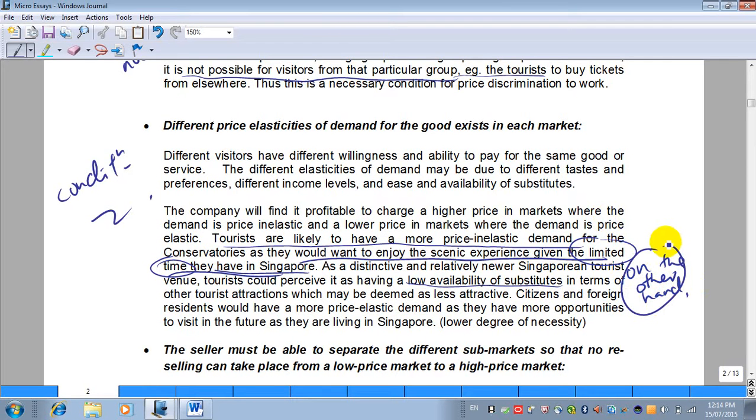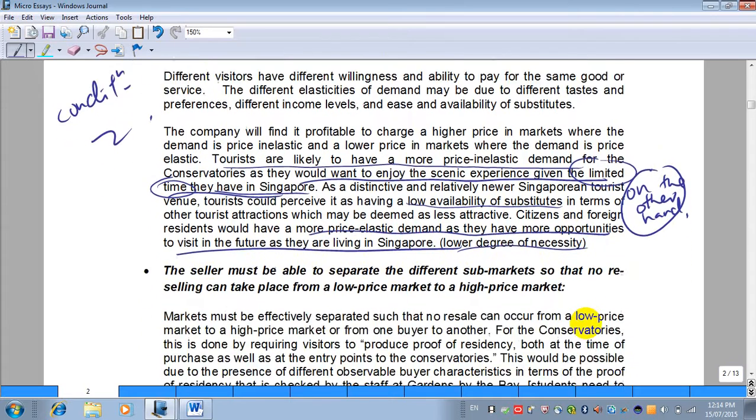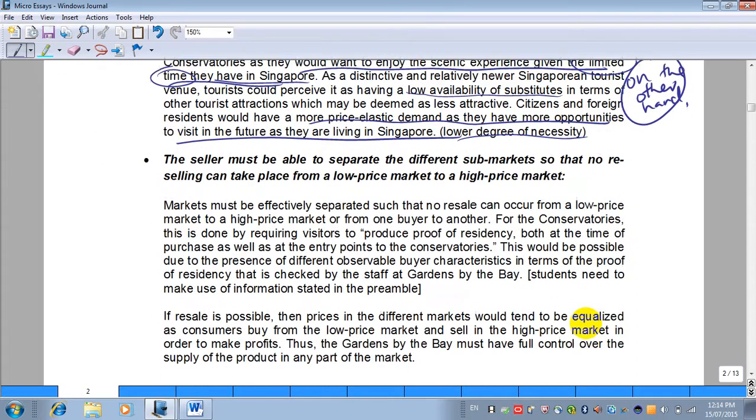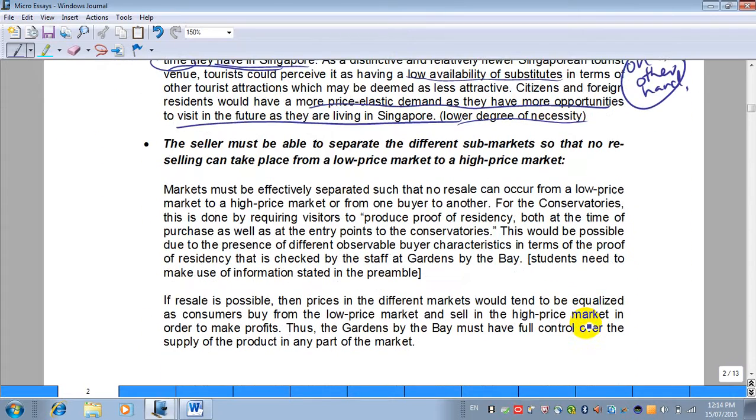On the other hand, citizens and foreign residents have a more price elastic demand because there are more opportunities to visit in the future, so the degree of necessity is not that high for citizens and PRs, okay? Next, the seller must be able to separate the different submarkets so that no reselling can take place from a low price market to a high price market.